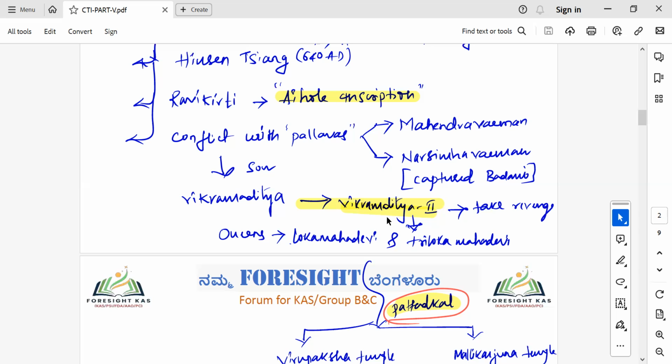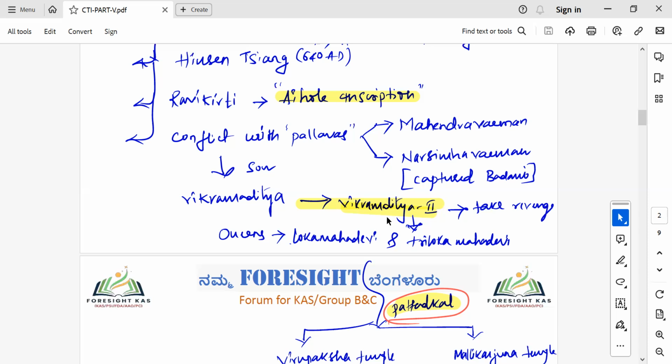Then to take revenge, his son Narsimha Varman attacked Pulkeshi and killed him. That's also a kind of revenge he took. He captured Badami, and it got completely destroyed and completely vanished. And after the Chalukyas of Badami, the son of Pulkeshi II, Vikramaditya, who restored the kingdom, is also very important.